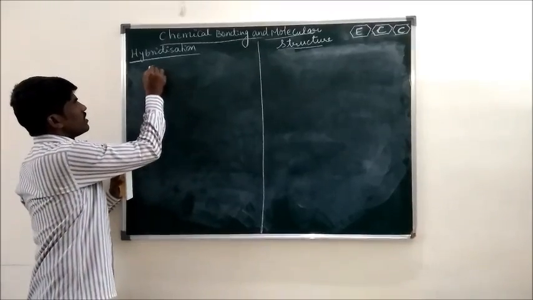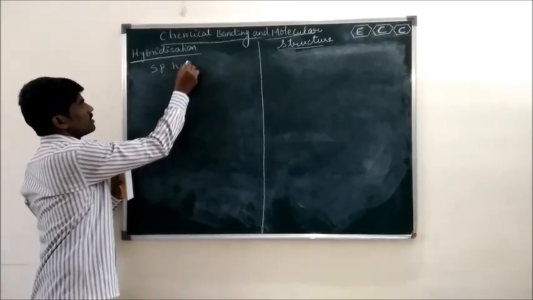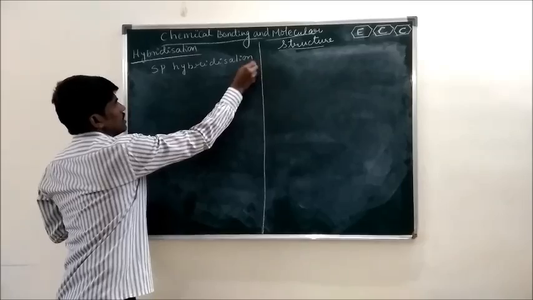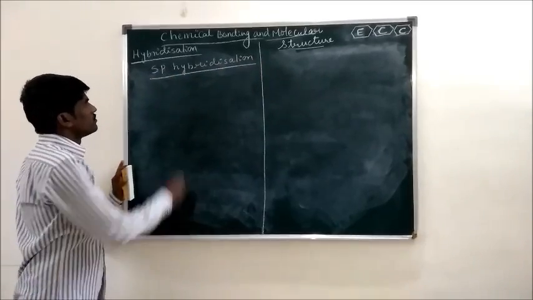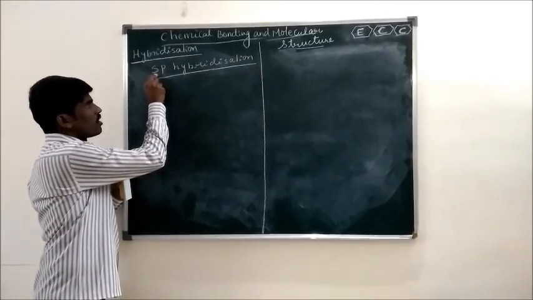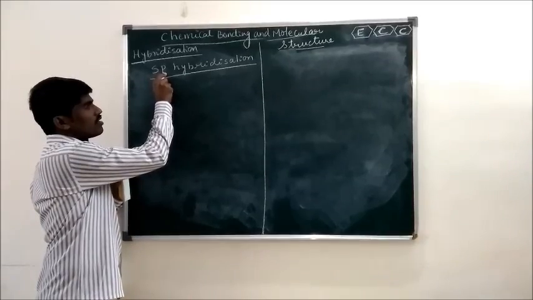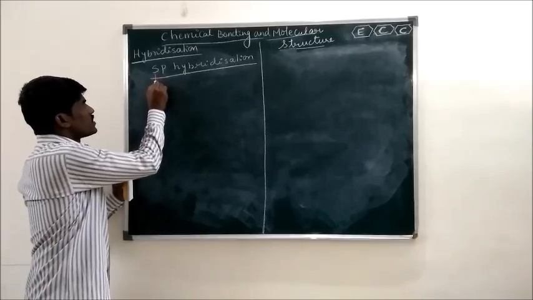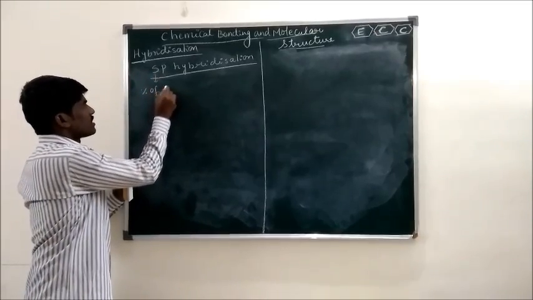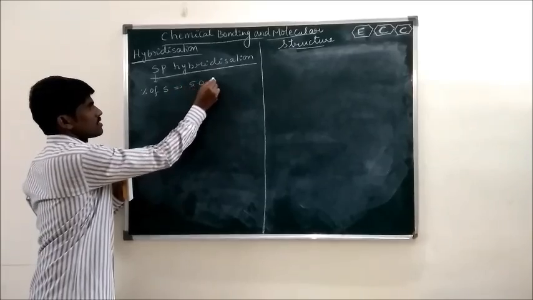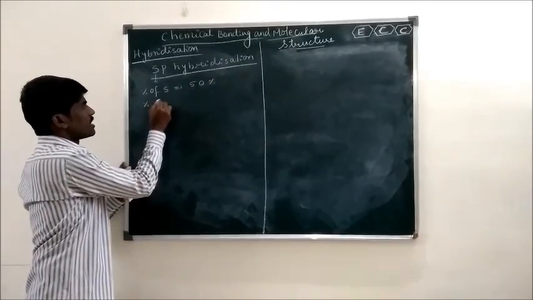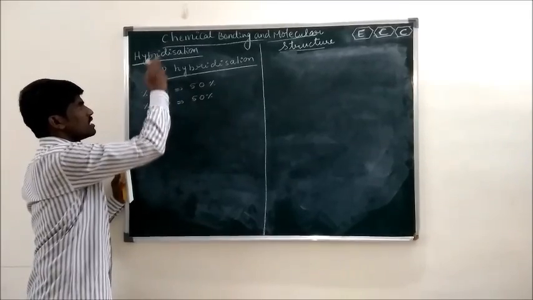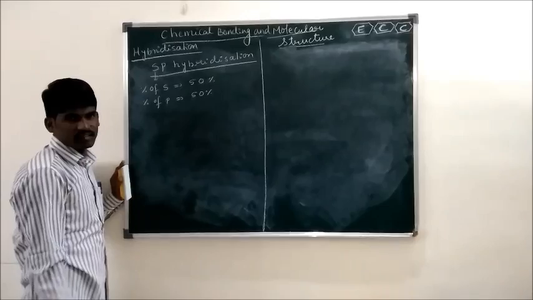Students, let's start with the first type of hybridization, that is sp hybridization. In sp hybridization, what will happen? Intermixing of one s orbital with one p orbital will give 2 sp hybrid orbitals, in which the percentage of s character is 50%. Similarly, the percentage of p character is 50%. 50% s character and 50% p character.